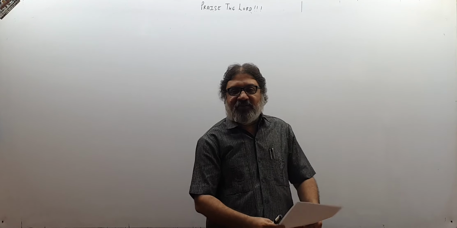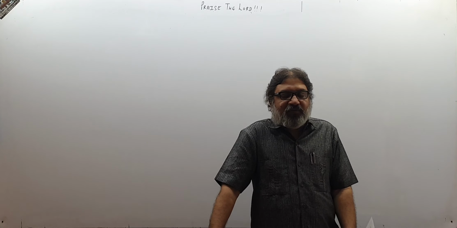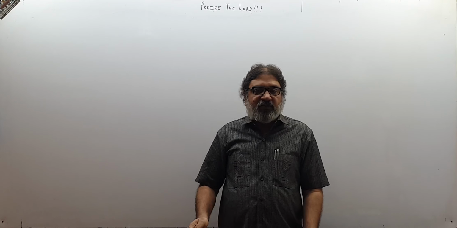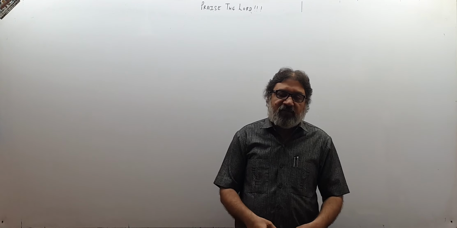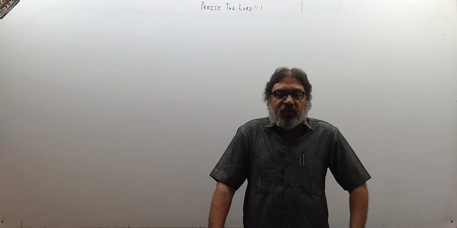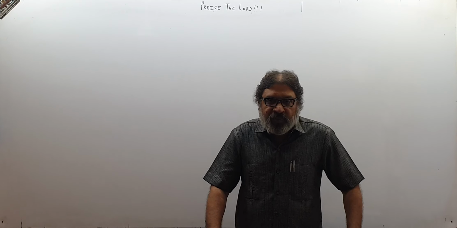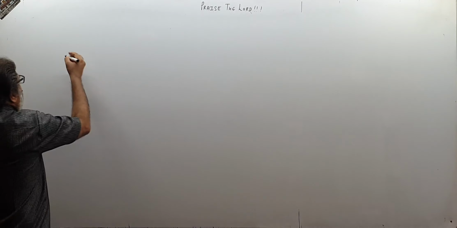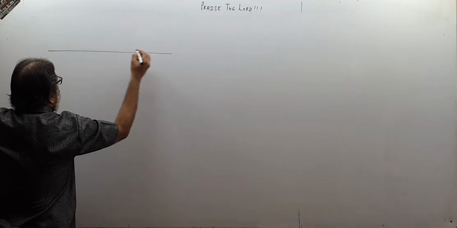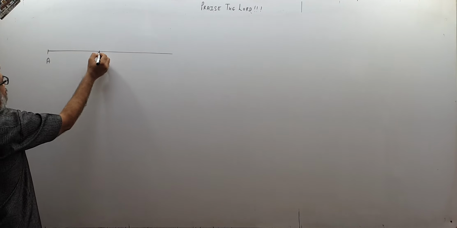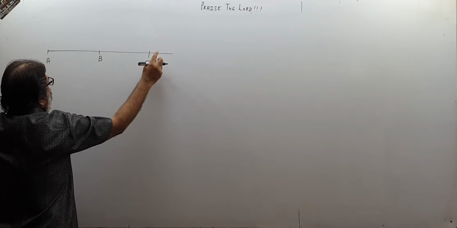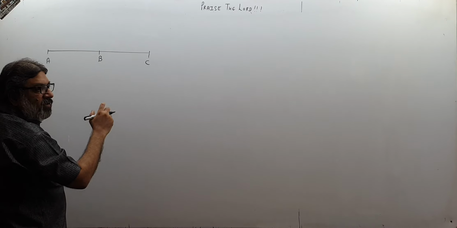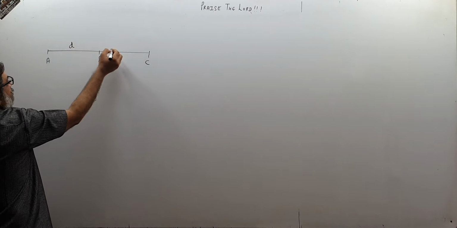Today we will take up sums on motion of uniform velocity, uniform speed. So before going to the sums, let us see a few basic concepts when a body moves with uniform velocity, uniform speed on a straight track. Supposedly, the body goes on this track from A to B and then from B to C. The distances A to B and B to C are the same, say D.